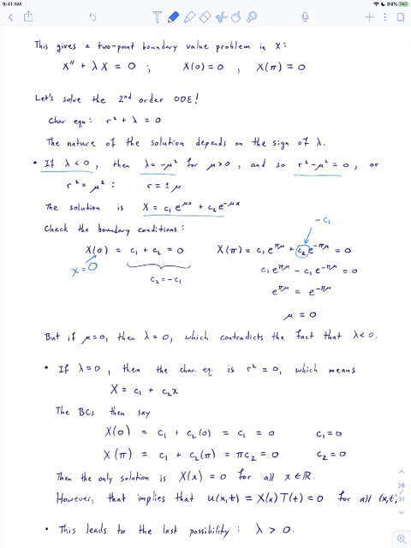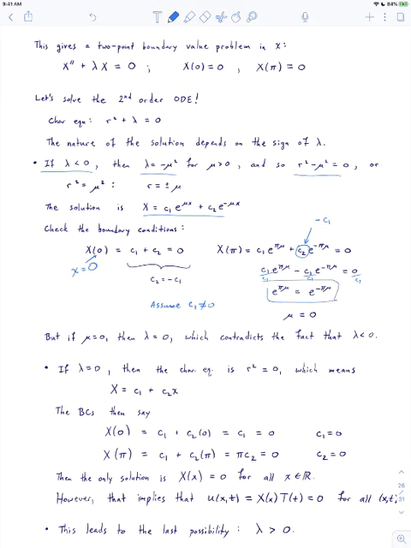Now we don't want c1 to be 0, because if c1 is equal to 0, then we have a trivial solution, and we've already decided we don't want trivial solutions. So we're going to assume that c1 is not equal to 0. In particular, that means we can divide by it. So you divide everything by c1, and of course 0 over c1 is still 0. Then you just have this statement.